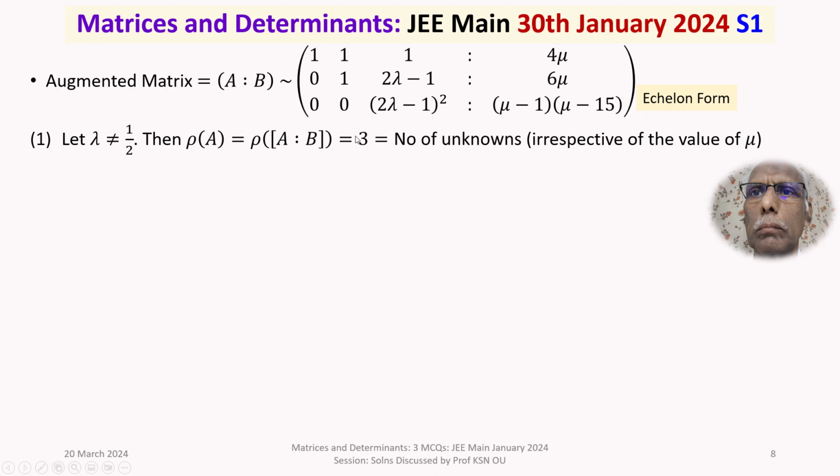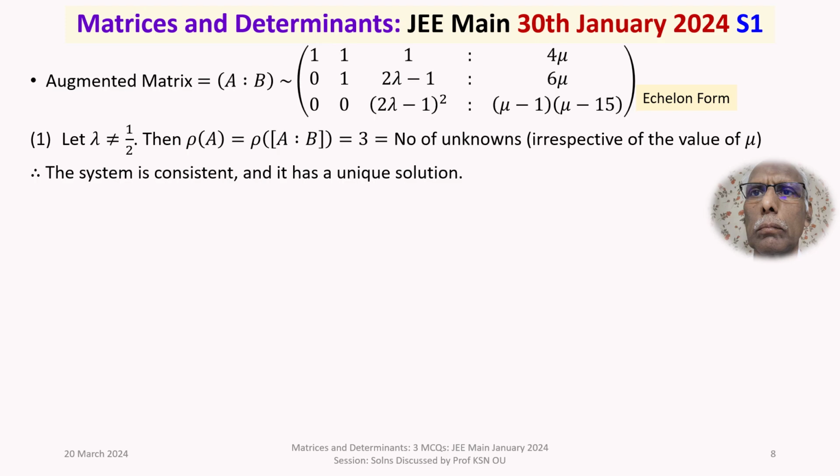So you'll get rank of A is 3, rank of the augmented matrix is also equal to 3, and this 3 is the number of unknowns x, y, z, irrespective of the value of mu. Then rank of the coefficient matrix is equal to rank of the augmented matrix is equal to the number of unknowns. Then the system is consistent and it admits a unique solution.